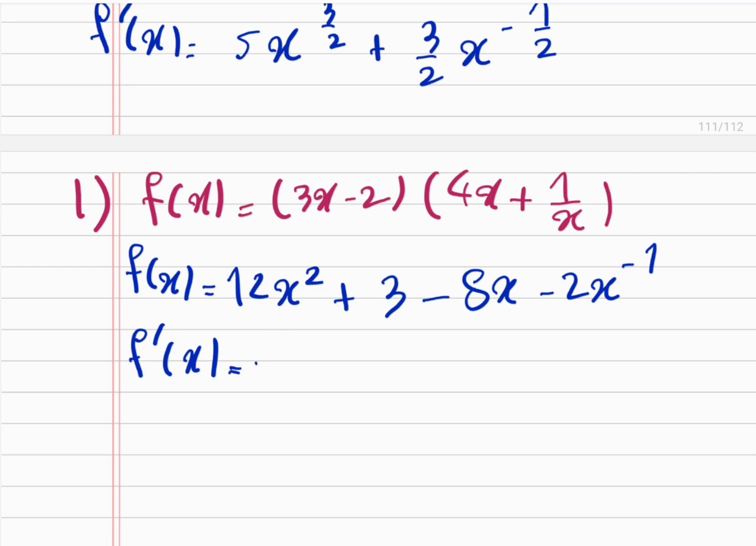So 12x squared differentiates to 24x, 3 differentiates to 0, minus 8x differentiates to minus 8. And then the last term differentiates to plus 2x to the power of minus 2. And this is the derivative.